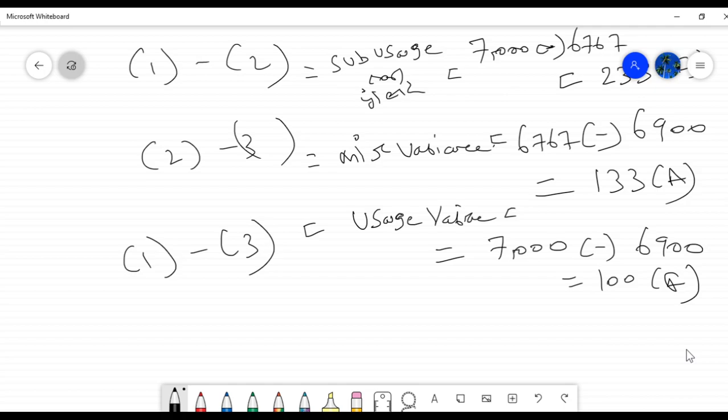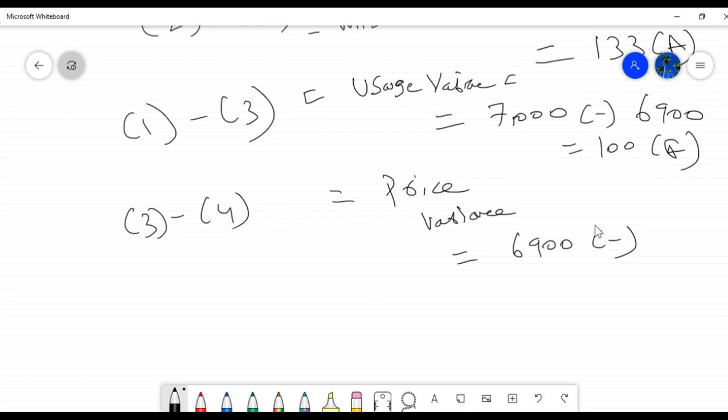7370 is what I spent. I was expected to spend 6900. That is my standard, but I spent 7370, which means extra how much did I spend? 470 adverse, correct? 470 adverse I spent. Finally, 1 minus 4 is my cost variance, the material cost variance.